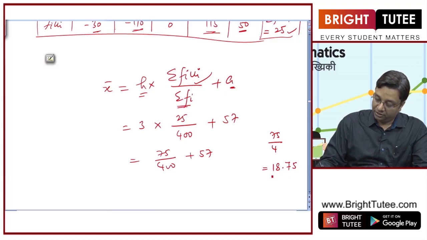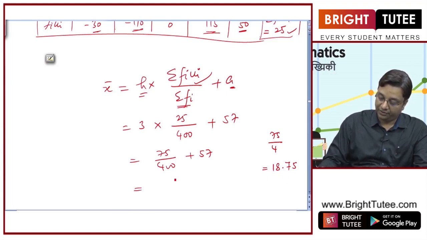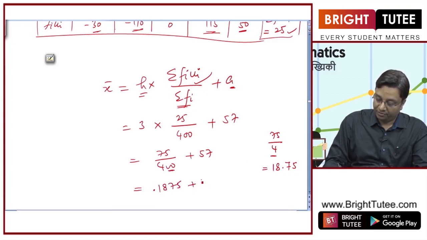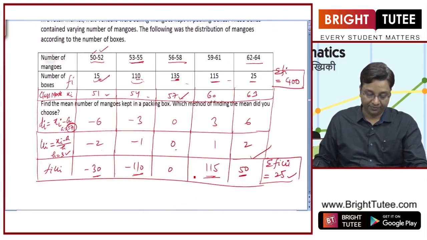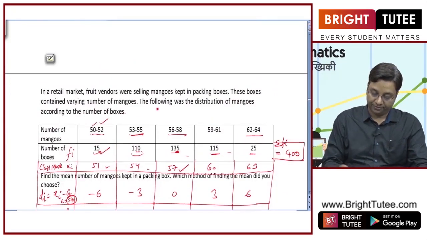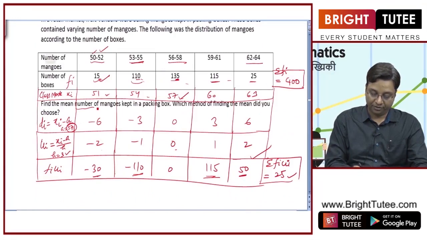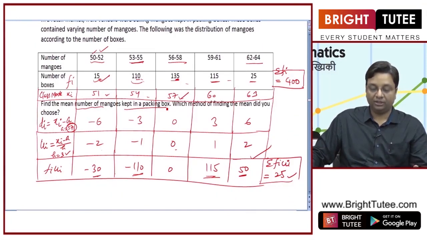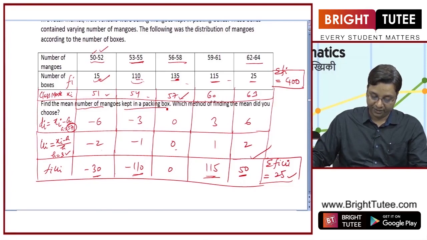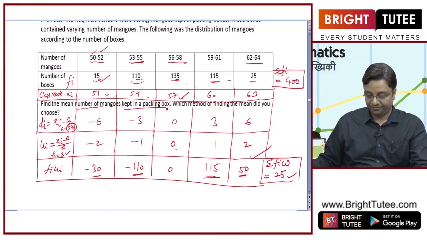$18.75. So 18.75 when divided by 4, and then there are these two zeros. So 1, this is decimal, 1875 plus 57. So it will be 57.1875, and this is the mean number of mangoes kept in each packing box, right? So which method did we choose? We chose the step deviation method here, right? Because we found it simpler.